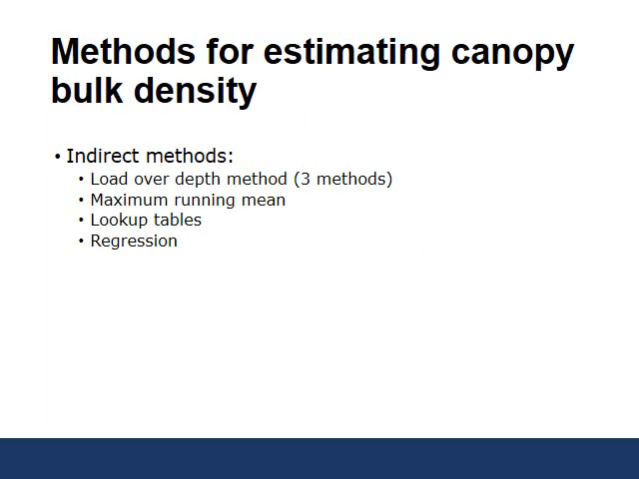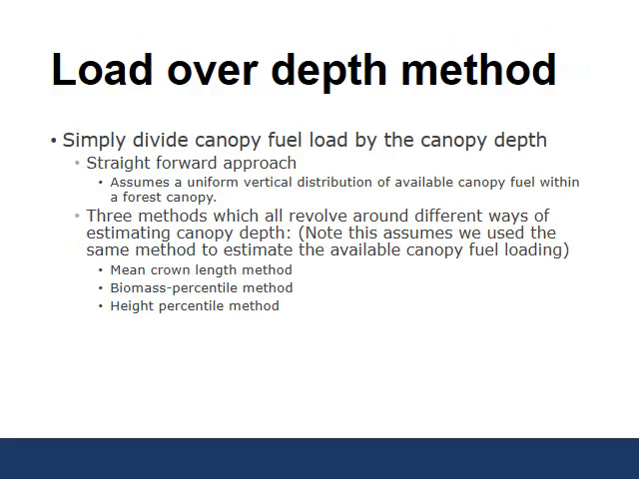In this lecture, we are going to look at several indirect methods of computing canopy bulk density. These methods can be divided into 4 broad categories: the load over depth methods, maximum running mean methods, lookup tables, and regressions. The concept behind the load over depth method is straightforward. You simply divide the available fuel loading by the canopy depth. This method ultimately assumes that there is a uniform vertical distribution of fuels within a forest canopy.